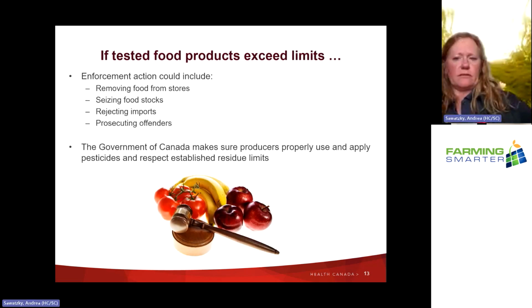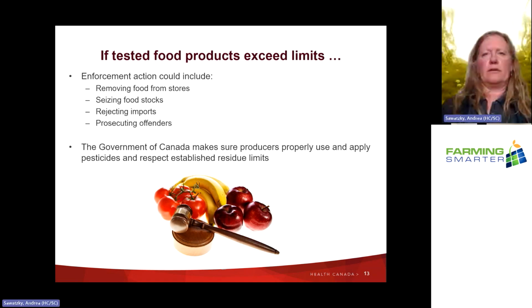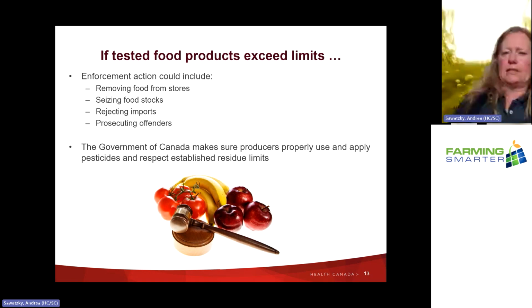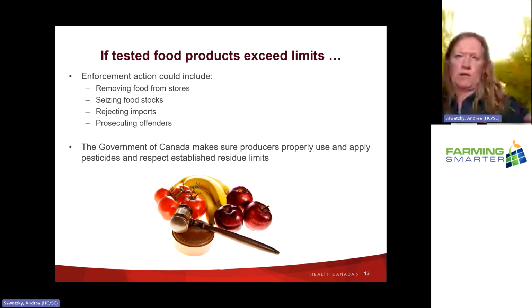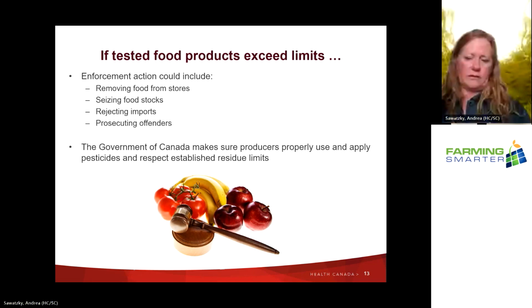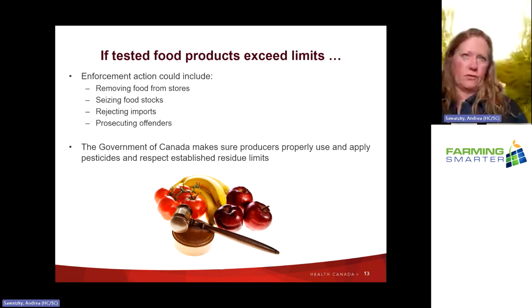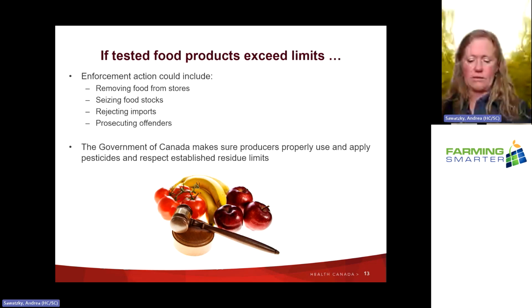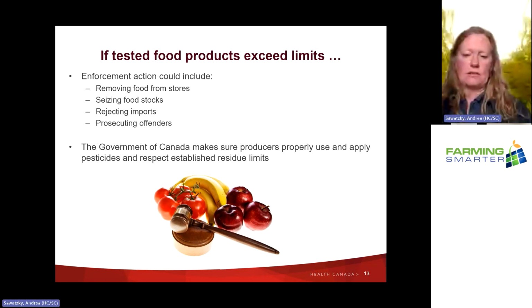Now, what happens if food that's tested, whether it's imported or grown in Canada, exceeds the limits of the MRLs? If you remember in the previous slides, I mentioned that Health Canada is the department that sets the MRLs under the Food and Drugs Act. Now the CFIA, or the Canadian Food Inspection Agency, is the federal department that enforces the regulations of MRLs. So Health Canada sets the MRLs, and it's the CFIA that samples products or foods for MRLs. They sample foods for chemical residues and pesticide residues.